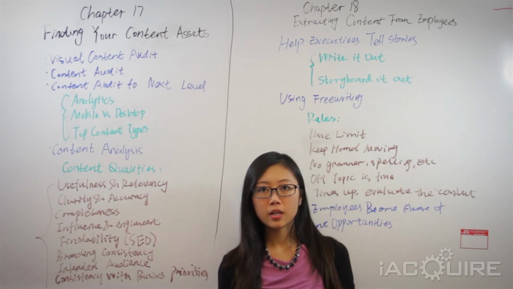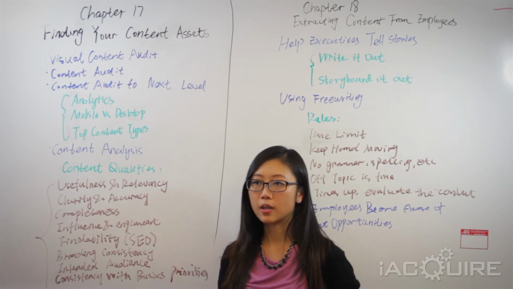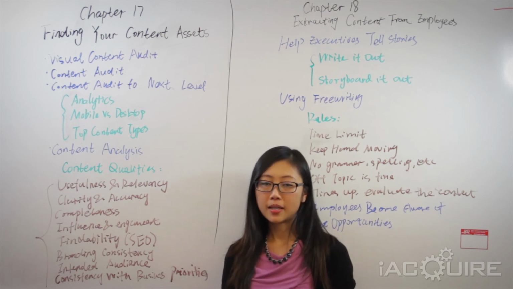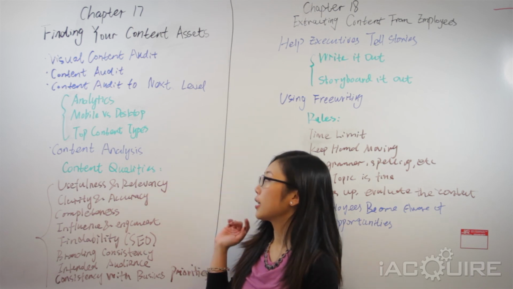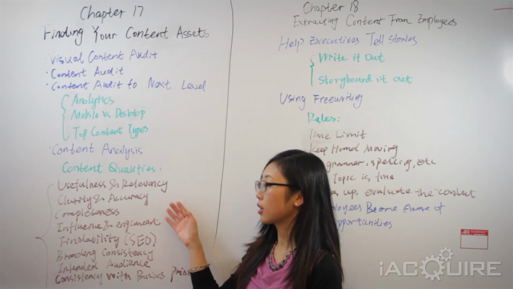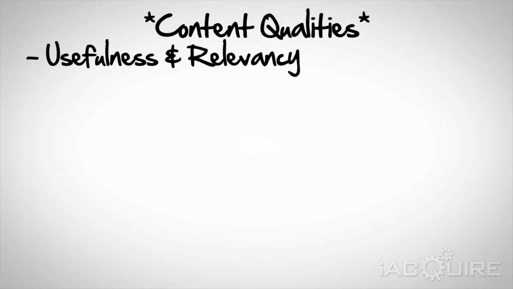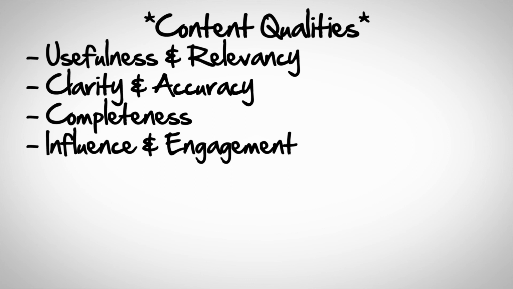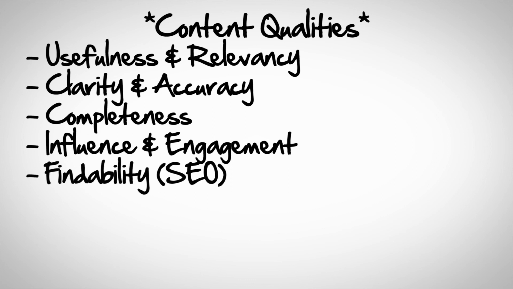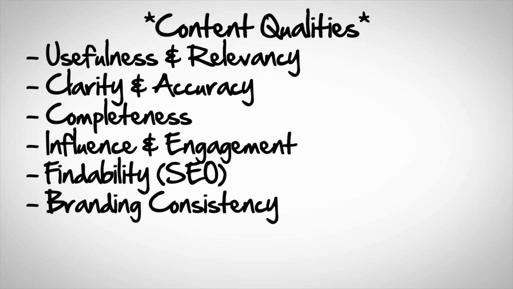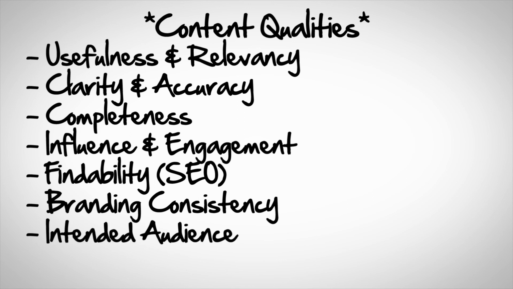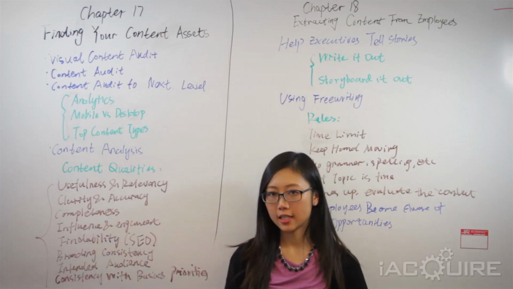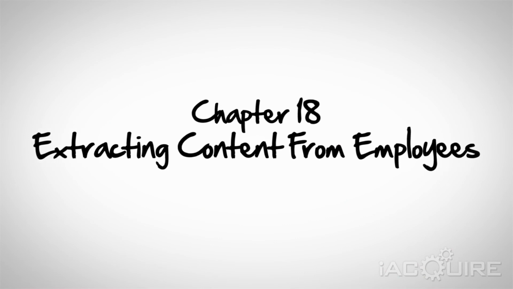So what are the measurements? What should we base the analysis on? Here are the standards of content quality: usefulness and relevancy, clarity and accuracy, completeness, influence and engagement, findability, which is SEO, branding consistency, intended audience, and consistency with the business priorities. All right, so that's all for chapter 17. Let's go to chapter 18.